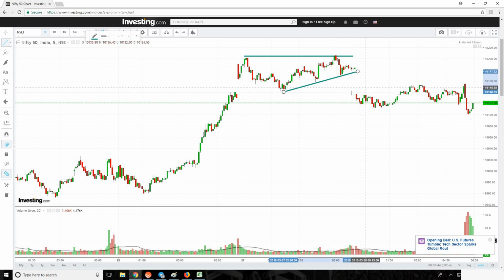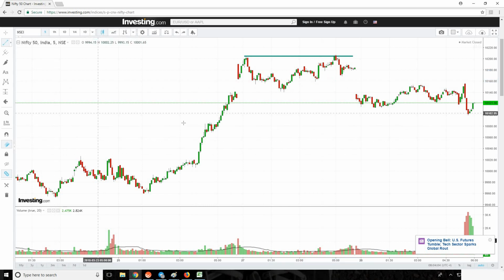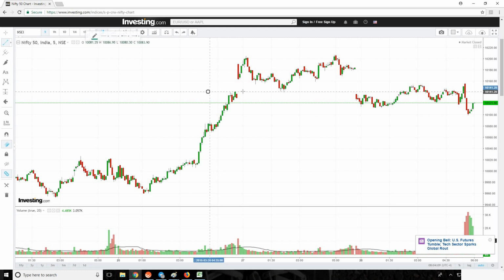But what happened today? Nifty gapped down, and it gapped far below this trend line. And one more thing, it gapped below this support level. Now let me just delete this. It gapped right below this support level here. Let me just draw this line right across.